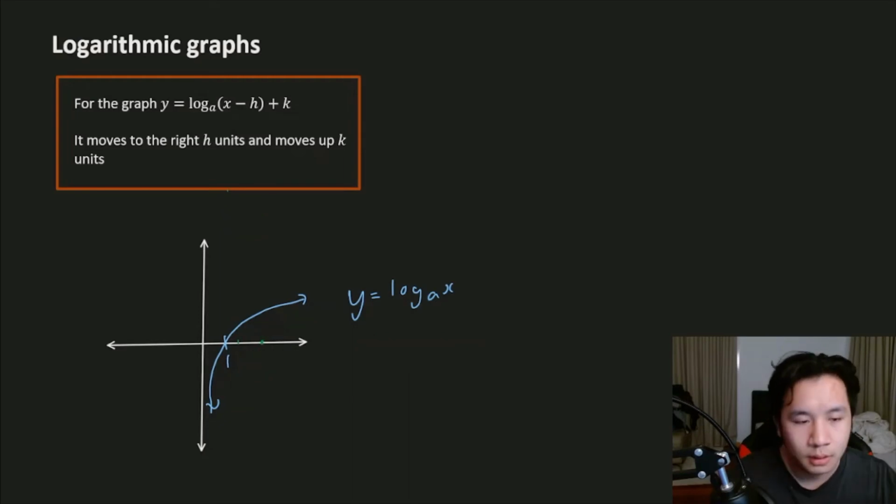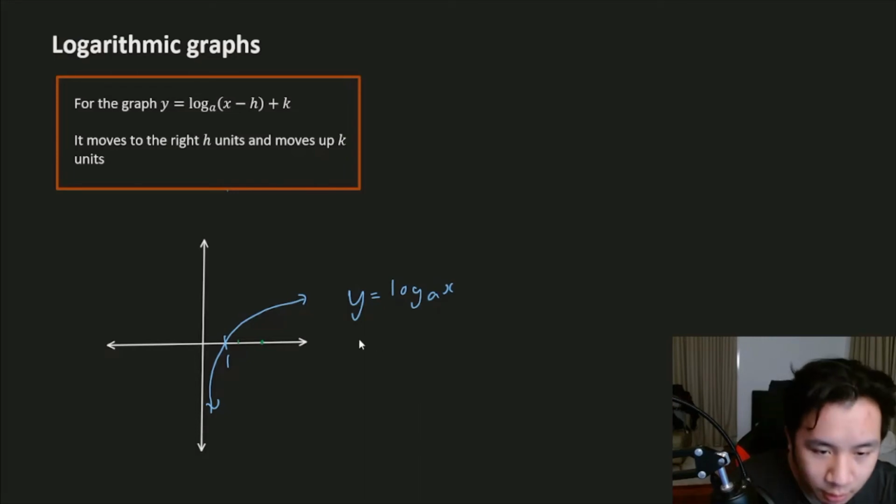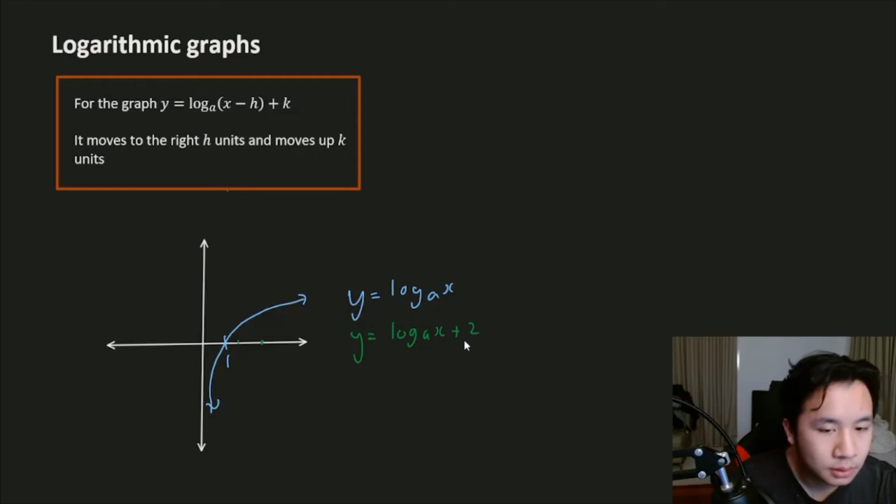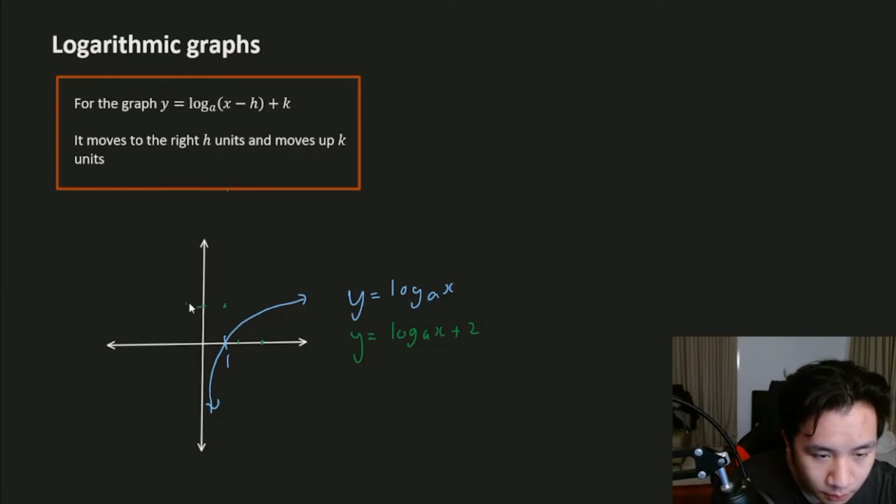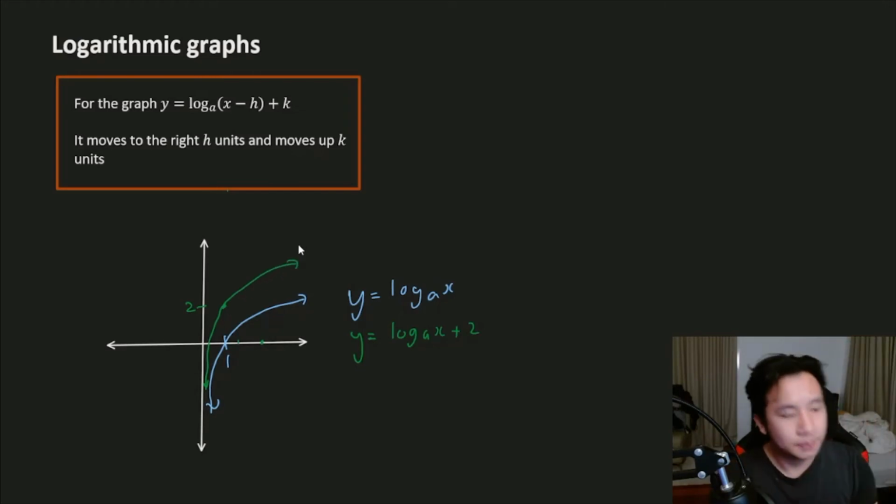Okay? And let's say you wanted to move it up 2 units. That would be y equals log_a x plus 2. So the intercept would jump by 2. So it'll be here somewhere, and then it'll look something like this. So it's just moving up 2 units.